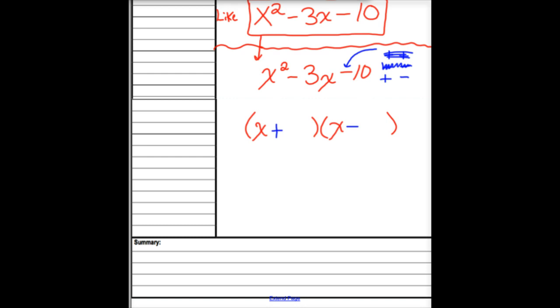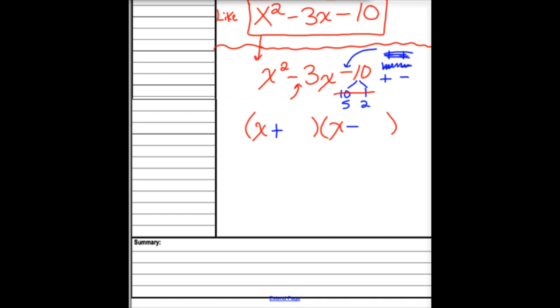Now I approach it the exact same way. I need to multiply to equal a negative 10. So 10 and 1, 5 and 2. But what I know is they have to be opposite signs. This obviously, again, I'm trying to create this minus 3 in the middle. There's no way to do that out of 10 and 1. I can get a 9. I can get a negative 9. I can get 11. I can get negative 11, but there's no way I can get a negative 3.